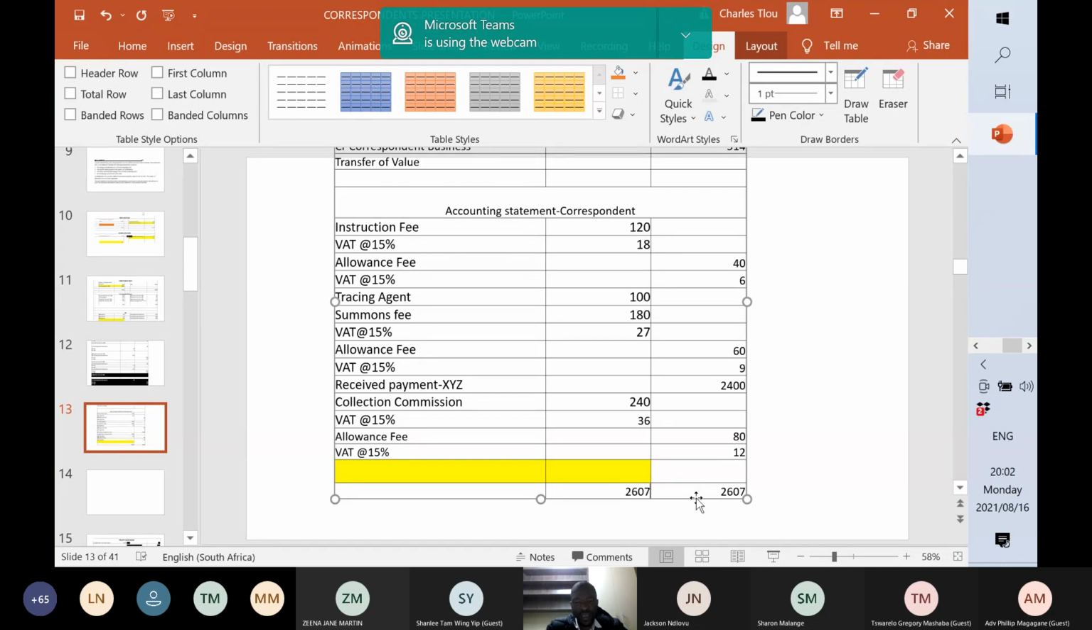2607. Now you say 2607 minus the debit side, minus 120, minus 18, minus 100, minus 180, minus 27, minus 240, minus 36. It's 1886. And say it's how much? 1886.